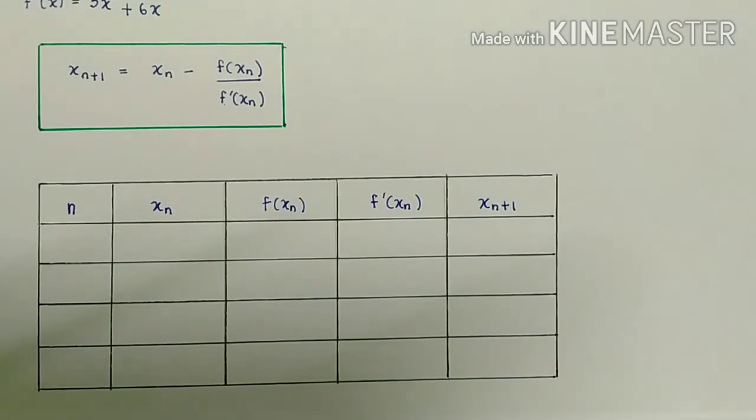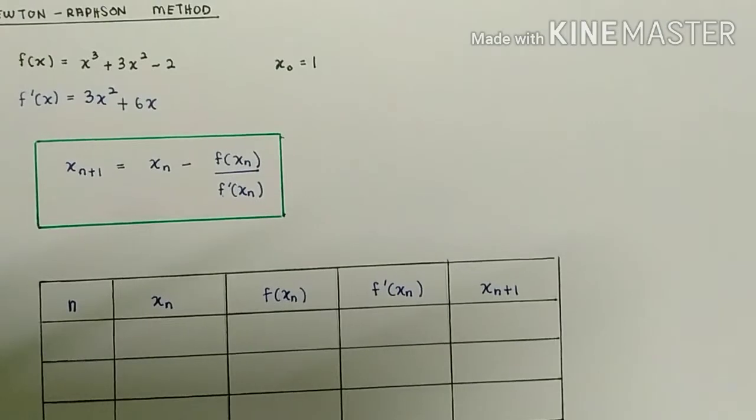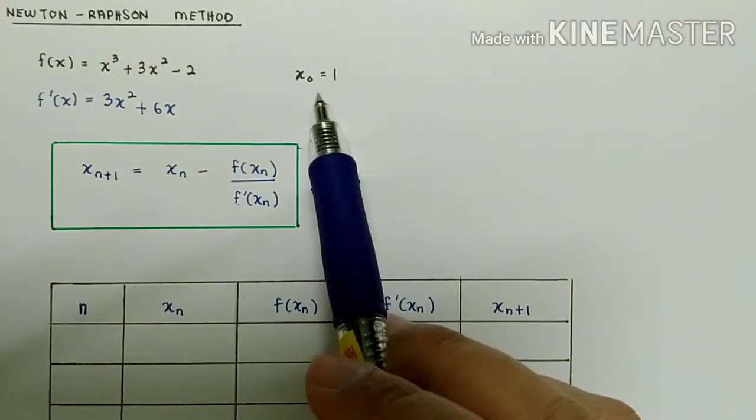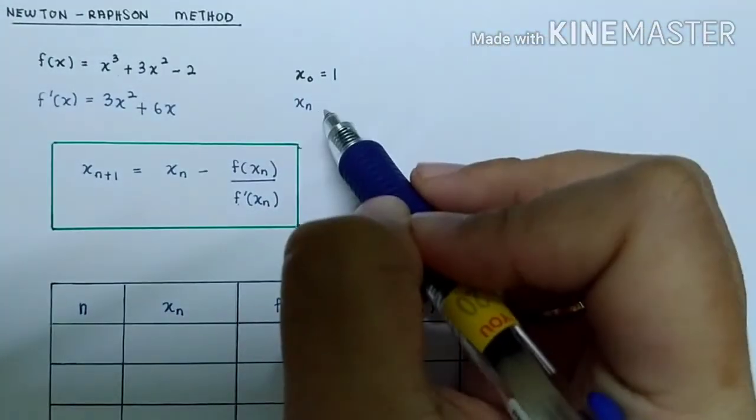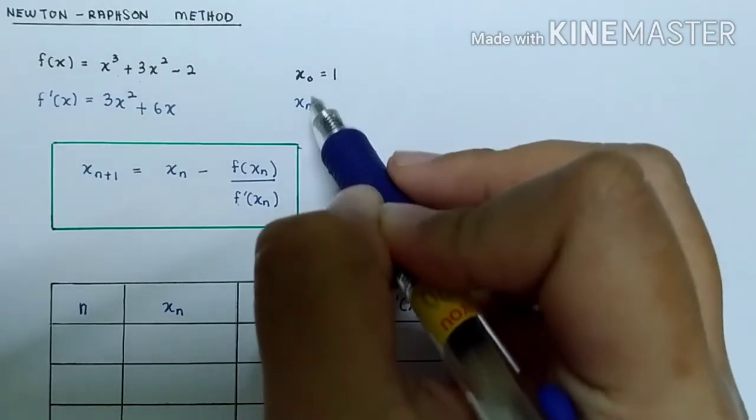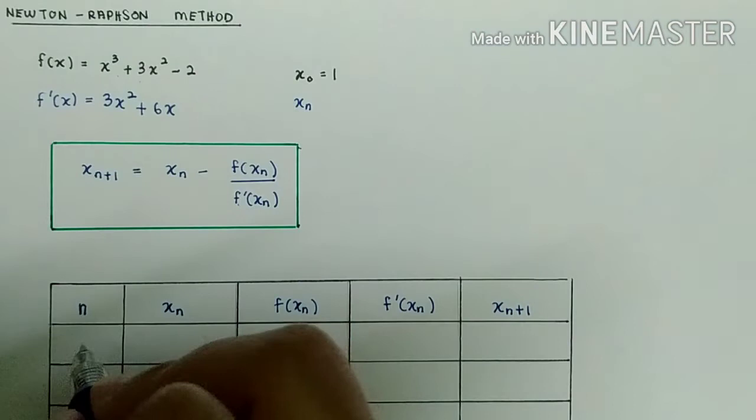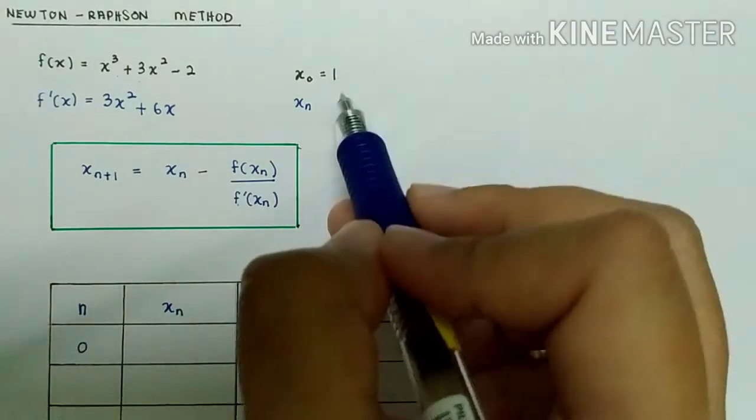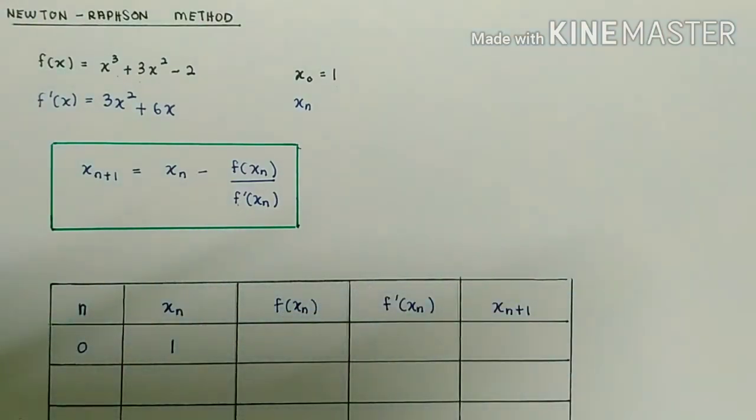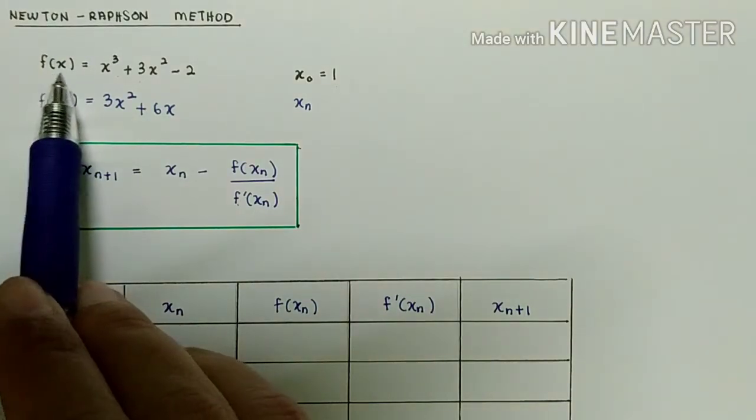Given that the initial value of x is equal to 1, so x0 is equal to 1. We compare with x(n), so our n here for the initial value of x is 0. So when n is equal to 0, we have x0, our initial value, which is 1. And then for f(x), we must substitute the value of x(n), which is equal to 1, into the function of f(x). Here we must find the value of f(x(n)), so we use the function of x.